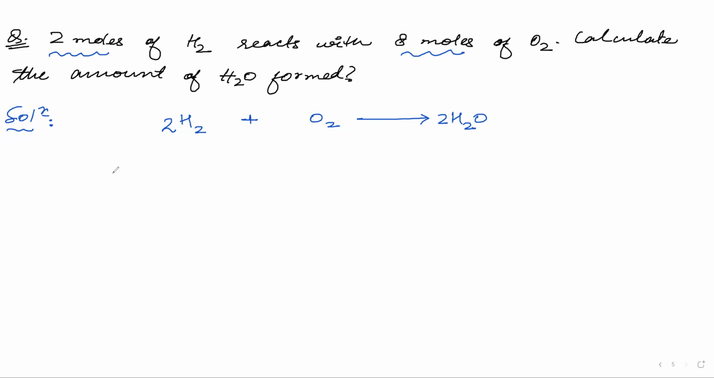So what will we do? Should we determine the limiting reagent in this question or not? Yes or no? No. Why no? Because 2 moles of H2 and 1 mole of O2 gives 2 moles of H2O. Yeah, that is the chemical reaction, that is the ideal case.